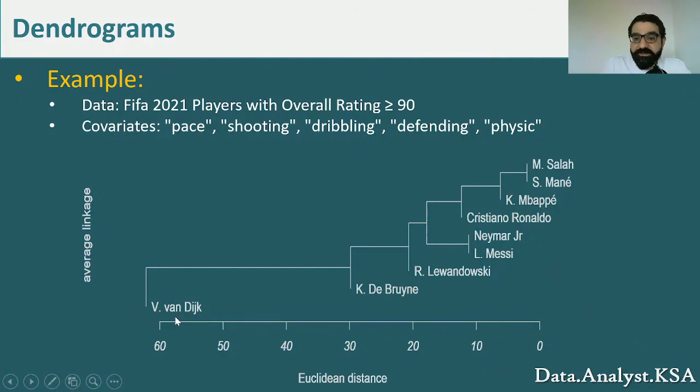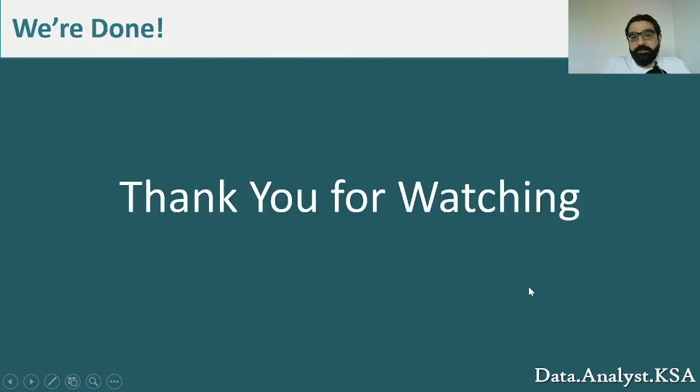So we can tell from this clustering that Van Dijk is very different from the others in terms of these covariates. We can tell that the most similar are Salah and Mané in terms of these metrics or these covariates. We can tell that Neymar and Messi are also similar to each other. And we can tell so many things from this clustering and then decide where to cut our dendrogram and what clusters we end up with as an outcome of our clustering problem.